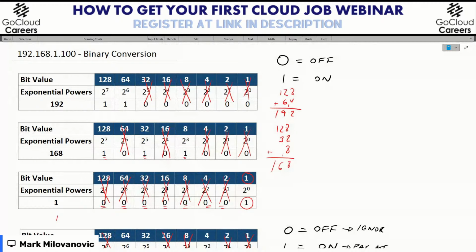So let me know in the chat, is it really that difficult to work in binary, convert from binary to decimal, from decimal to binary? Or do you guys feel pretty comfortable with this, you guys and gals? No, right? And what you just saw us do, this is what we're going to do predominantly.